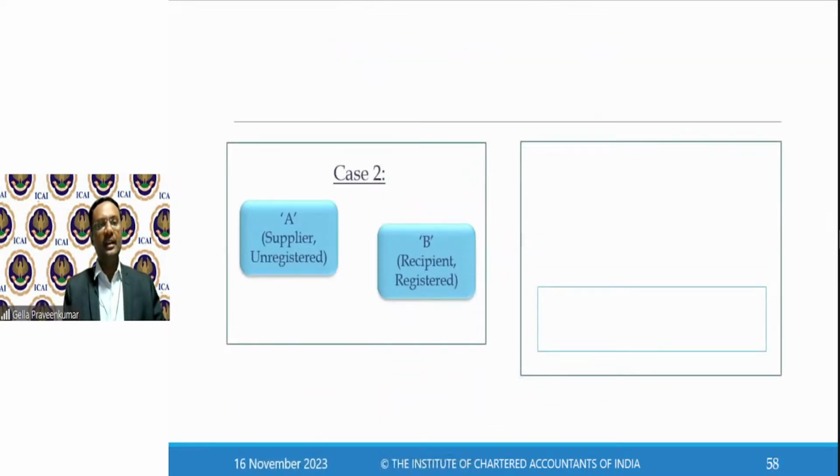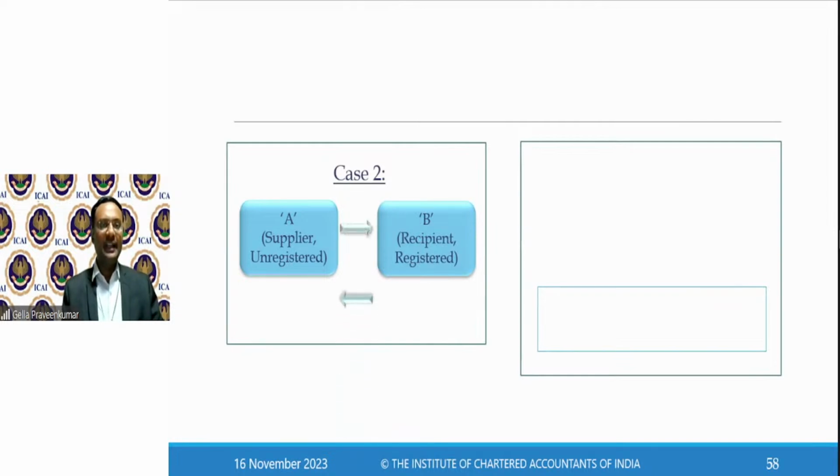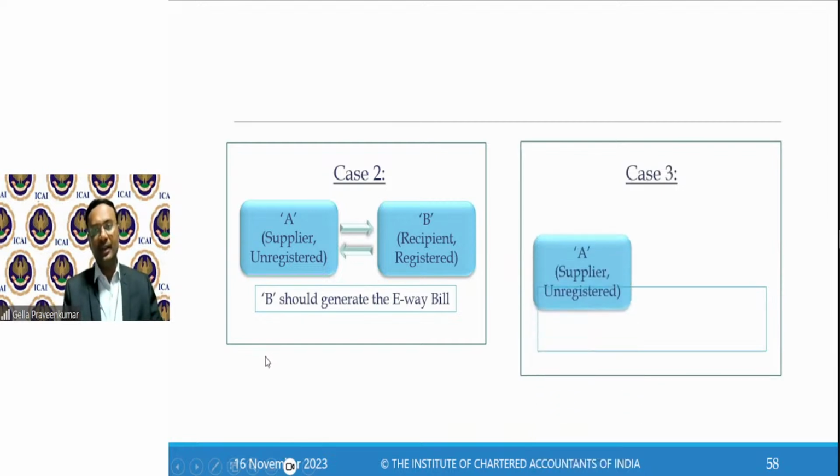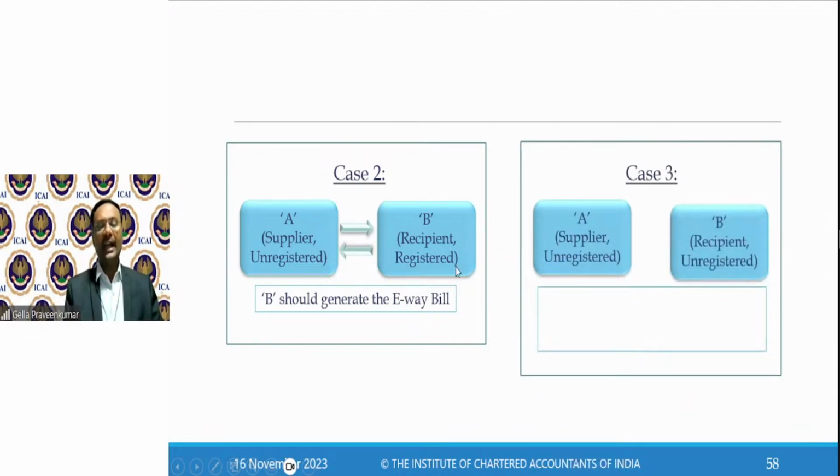Case 2. Supplier is unregistered. B, recipient, is a registered party. In case the goods are purchased from an unregistered party, B, who happens to be the registered person, has to prepare the e-way bill. Case 3. I have a seller who is unregistered, and a buyer who is unregistered. In that scenario, the transporter who transports the goods can prepare the e-way bill.